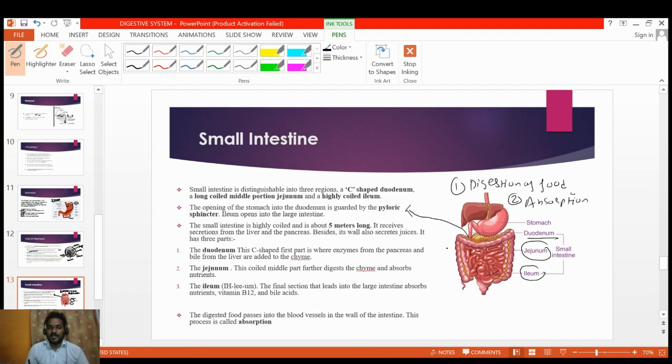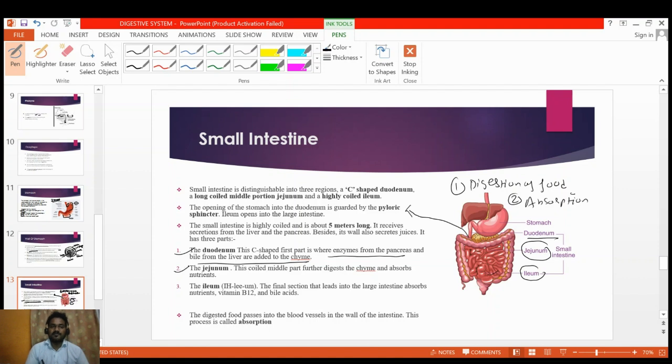A variety of glands, with the help of their ducts, the pancreatic duct and the cystic duct, release their secretions, a variety of juices, into the small intestine. Three specific parts: first, the duodenum. It's a C-shaped part, exactly where enzymes from the pancreas and the bile from the liver are added to the chyme. What is the chyme? The food coming from the stomach, the partially digested one, is known as the chyme. It is now acted upon by the enzymes of the pancreas and the bile from the liver, helping in the digestion of different components of food.